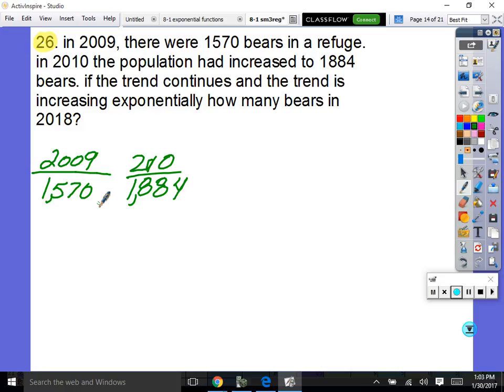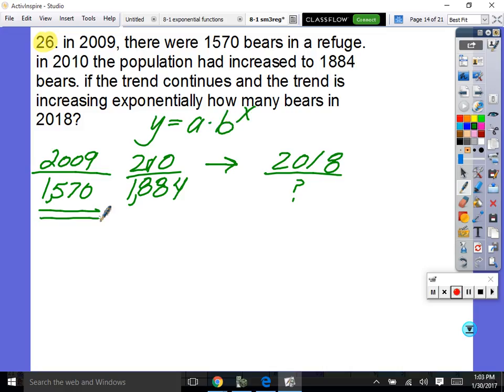It says if the trend continues and the trend is increasing exponentially, how many bears in 2018? So what we're looking for is how many bears. Let's set up our equation here. Exponential form: y is equal to a times b raised to the x, where a is the initial value. So aren't we starting here? Yes, 1570 is our starting point. We have no idea what the percent is right now, correct? So let's just put b. And then from 2009 to 2010, in the end, don't we have this? That would be our output, correct?